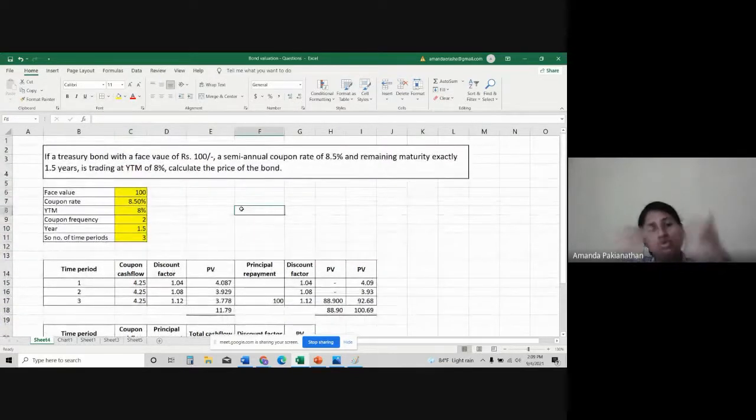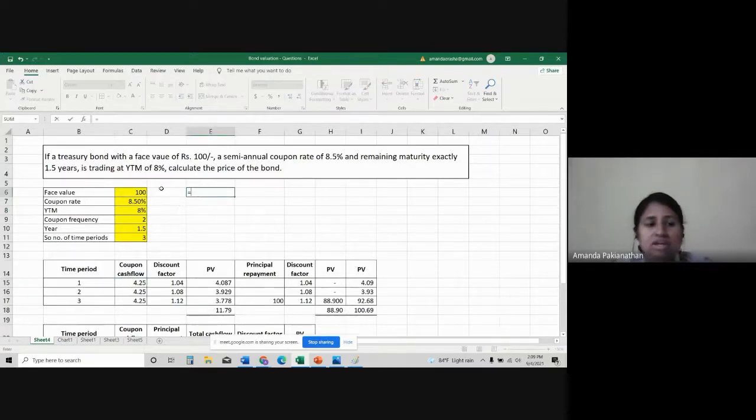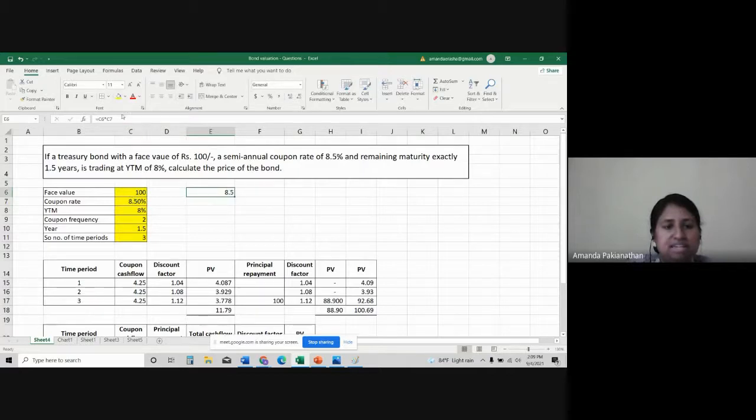Now let's go through my detailed calculation technique. First one, I need to know the coupon amount. How am I going to find the coupon amount? Face value into coupon rate. Is this correct? Face value into coupon rate gives me 8.5 rupees. This is for a year. I will get a coupon of 8.5 rupees.